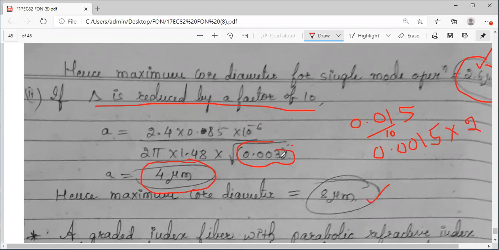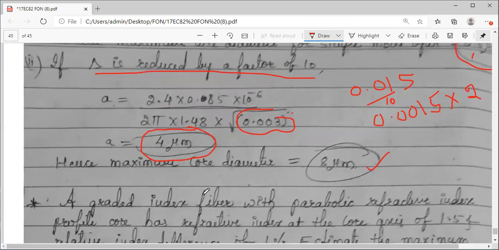So when the refractive index difference delta was 1.5%, the diameter was smaller. When you reduced it, when the refractive index difference delta reduced, the diameter became larger. No, just you can relate it.